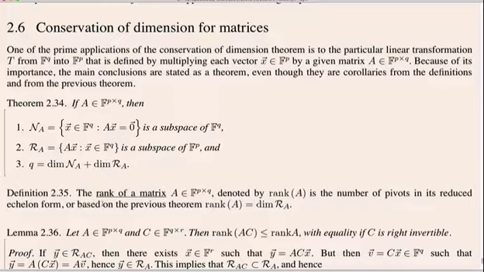As a quick application of this, there is the so-called rank of a matrix A, which is a P by Q matrix in general. This is denoted by the rank of A, and there are different ways of defining it, but all of these are equivalent. We could say that this is the number of pivots in its reduced echelon form. But based on the previous theorem, we can also say that the rank of A is the dimension of the range of A.